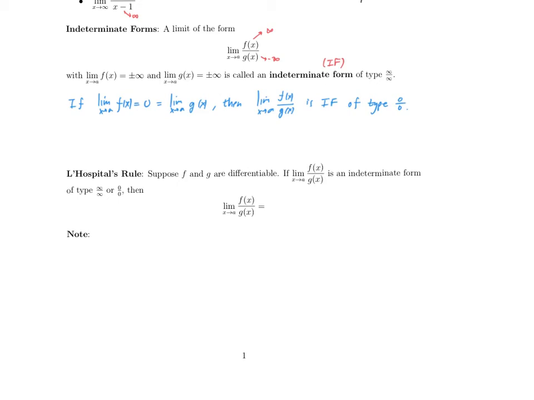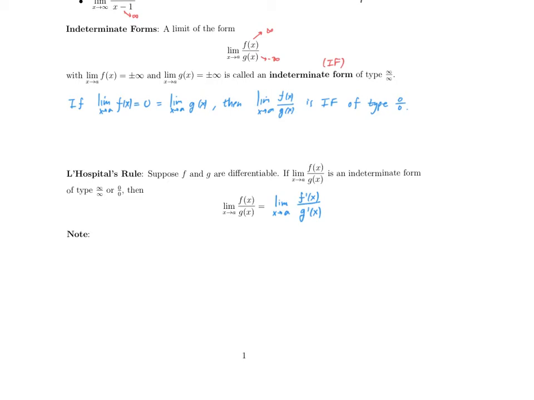L'Hopital's rule tells us the following. If the limit of interest is an indeterminate form of type infinity over infinity or 0 over 0, then the limit can be rewritten as what is hopefully a simpler, easier to evaluate limit. We can simply take the limit as x approaches a of f prime over g prime. So you differentiate the function in the top, divide it by the derivative of the function in the bottom.